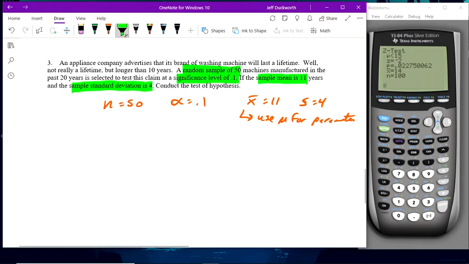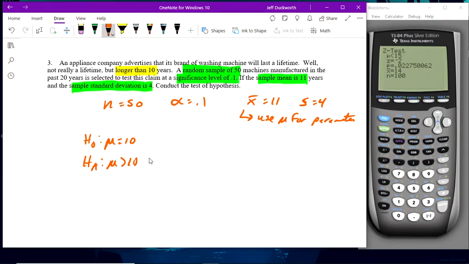So now we're going to try to calculate what our null and alternative hypothesis is. We're looking for longer than 10 years. So our null hypothesis is the mean is equal to 10. Our alternative is that the mean is greater than 10 because longer means larger than.